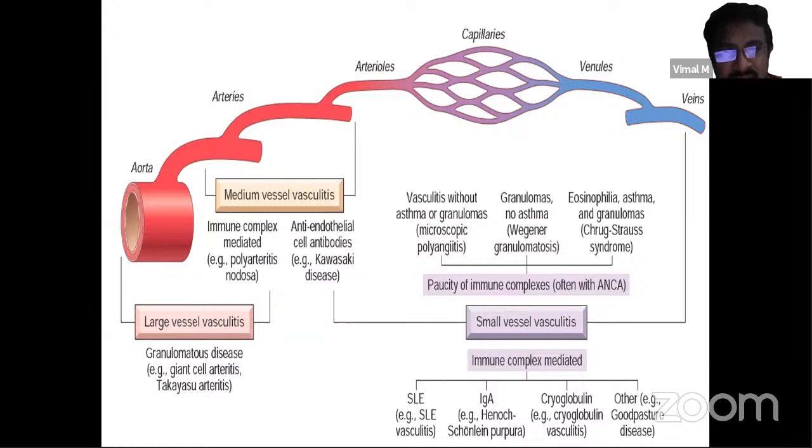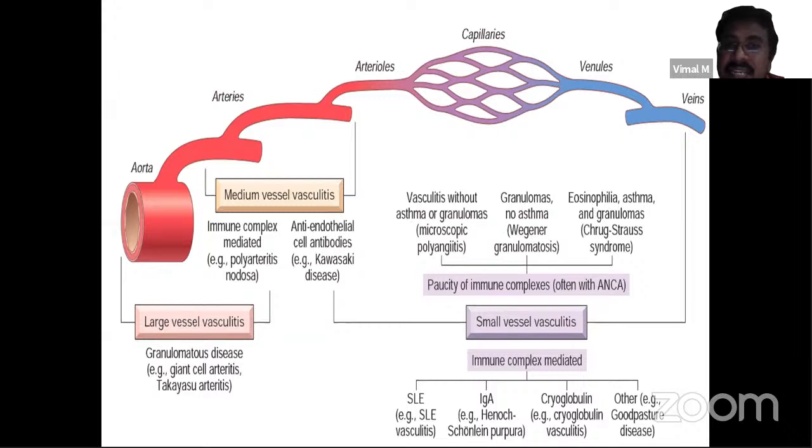Medium vessel vasculitis involves mainly the medium vessels, especially the arteries. Here you have two important diseases, polyarteritis nodosa and Kawasaki disease. Polyarteritis nodosa is an immune complex mediated disease, and in Kawasaki disease you will have anti-endothelial antibodies, that is, antibodies against the endothelium. This is about medium vessel vasculitis.